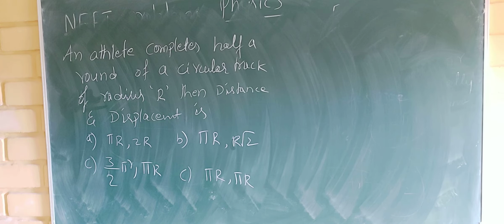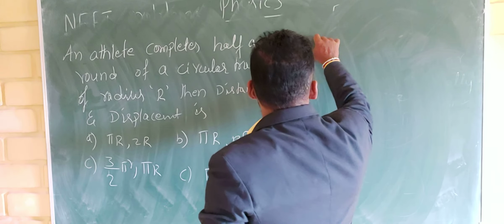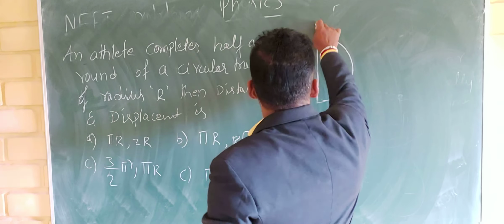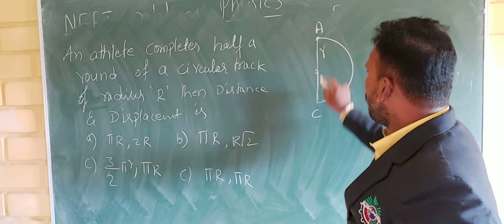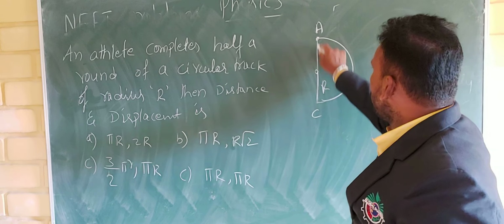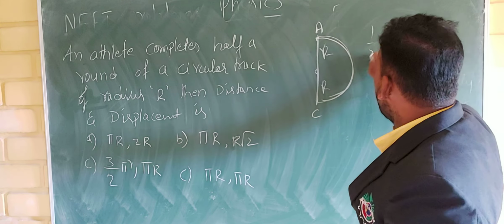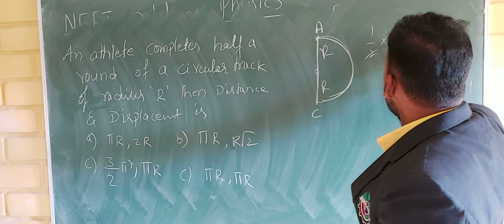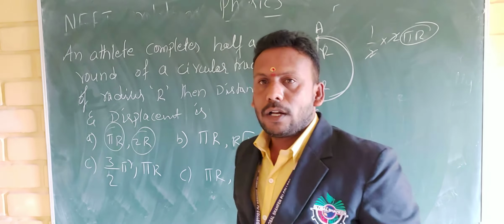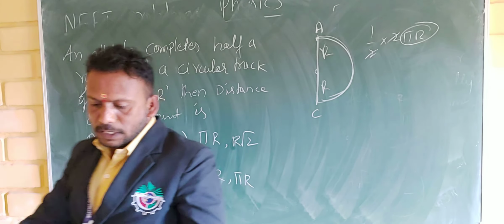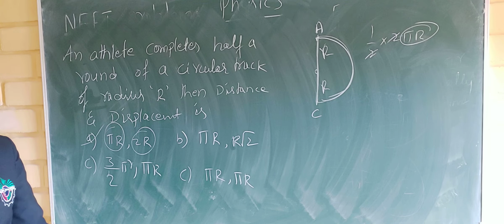Which one is correct? We already discussed. An athlete completes half of the circle from point A to point C, the diametrically opposite point. This is the center, R and R. Displacement is equal to 2R. Distance is half into 2 pi r, the 2 cancels, so distance is pi r. Displacement is 2r. Option A is correct. Similarly, you calculate.